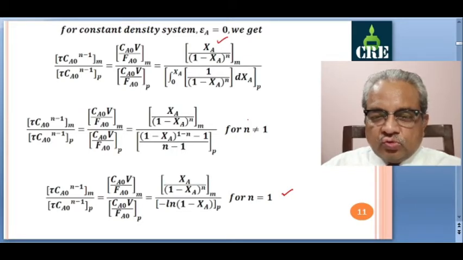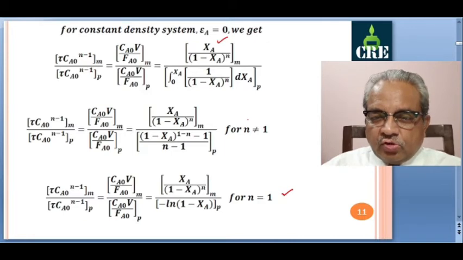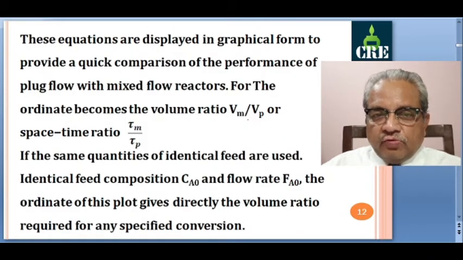From these ratios you can create the plots. The term k tau, which is dimensionless, is used as a representation of first order, and k C_A0 tau, again dimensionless, for second order cases, and for general nth order this n can vary. These equations are displayed in graphical form to provide a quick comparison of the performance of plug flow with the mixed flow reactor.